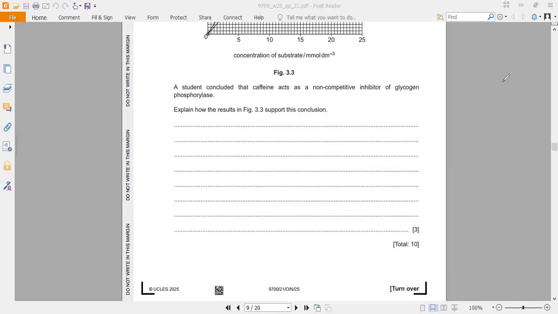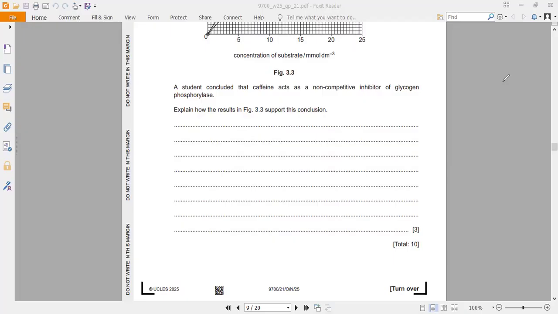So a student has concluded this. A non-competitive inhibitor is an inhibitor which binds to an allosteric site. This changes the shape of the enzyme, rendering it less effective or inactive regardless of how much substrate is present. So I'm going to write this explanation.